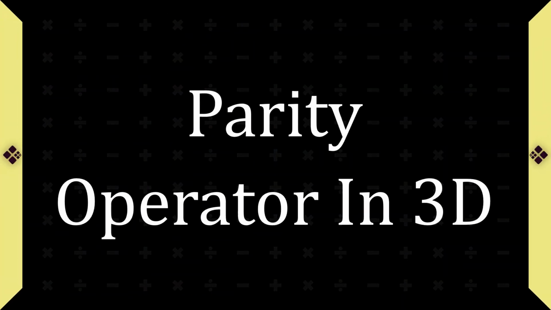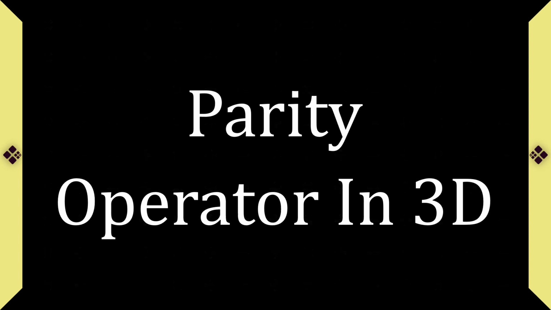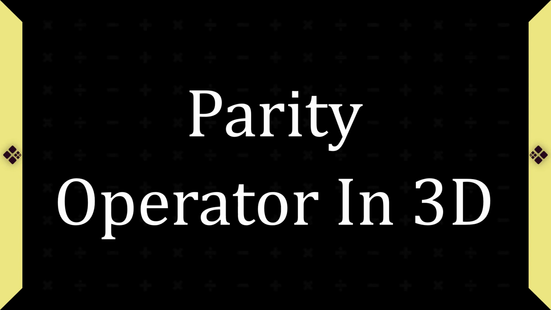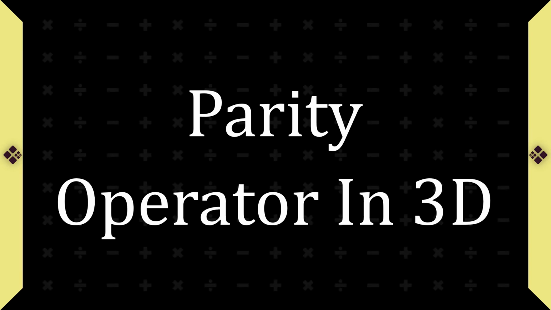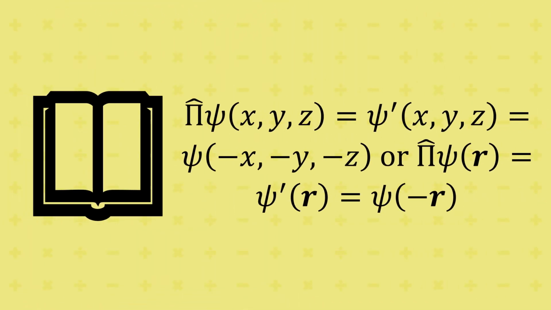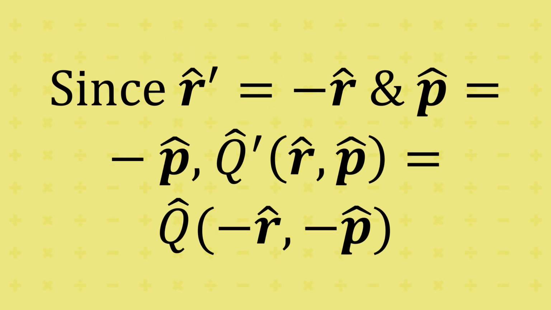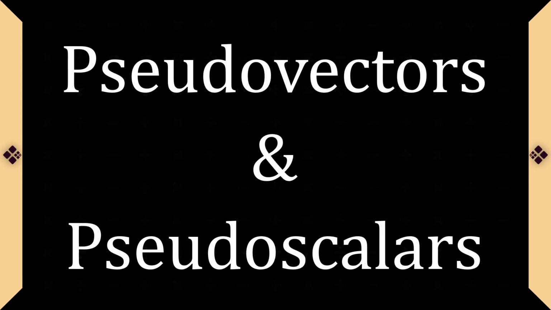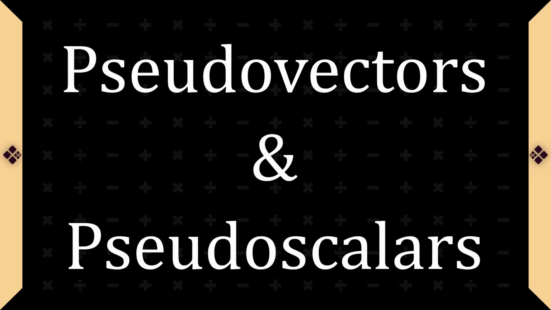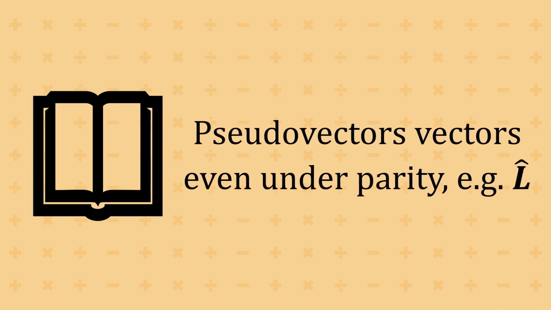So, if the wave function of a particle in a symmetric potential is even or odd at t equals 0, then it will remain even or odd at any later time t. Now, let's discuss the parity operator in 3 dimensions. It is defined using one of these two equations. Since position and momentum are odd under parity, any other operator transforms using this expression here.